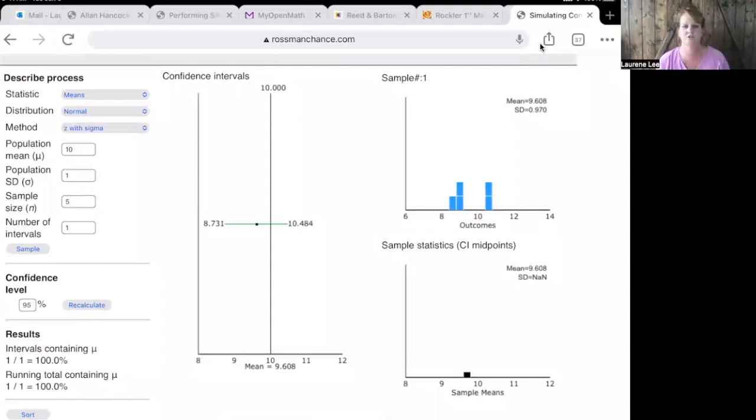Okay, now let's do it again. I'm going to calculate a different sample, and this computer program is simulating doing all the math for you. So I'm going to hit sample again, and it's going to create another interval right there.